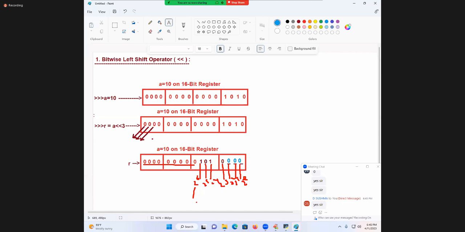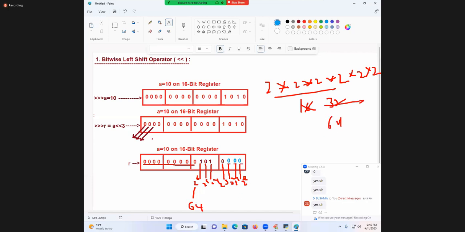Mathematics problem. 2 into 2 into 2 into 2, how much, students? 16. Into 2, how much? 32. 32 into 2, how much? 64. 64 is the value. 0 into 2 cube is called 0. 1 into 2 to the power of 4 is called what? 16. Others are becoming 0 only now. What is the answer now? 80. Are you following?